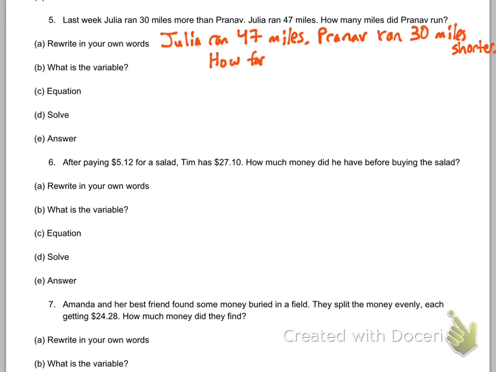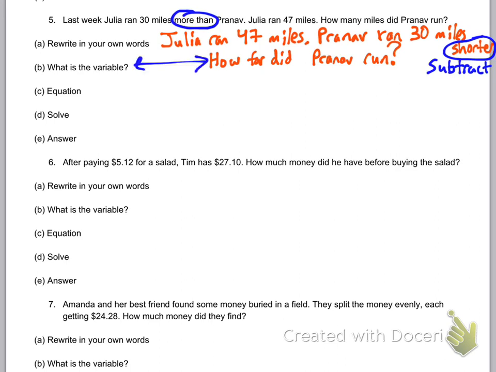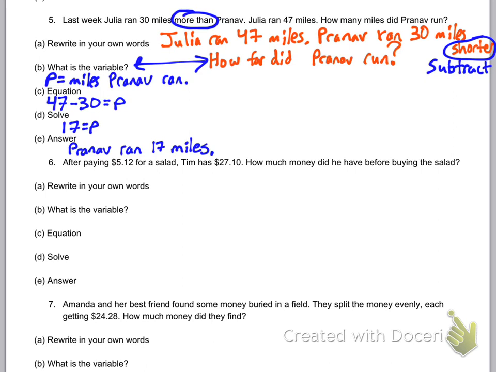So the question is, how many miles did Pranav run, or how far did Pranav run? There's our variable right there. The phrases shorter and less than both mean subtraction. So we're probably going to have a subtraction problem here. So the variable, I'm going to use P for how many miles Pranav ran. How far did he run? Well, we want to say 47 minus 30. If I said 30 minus 47, I'd get a negative number. It doesn't make any sense for him to have run a negative distance. So 47 minus 30 will be how many miles Pranav ran. And we got 17 is the number of miles that Pranav ran. Pranav ran 17 miles.